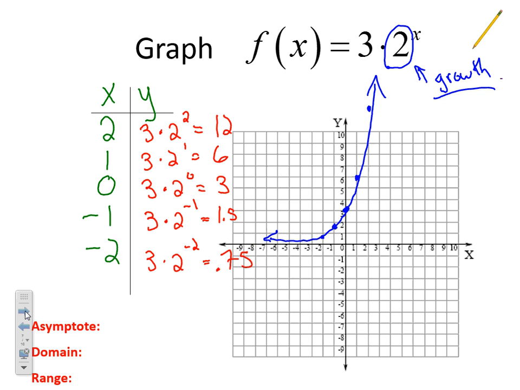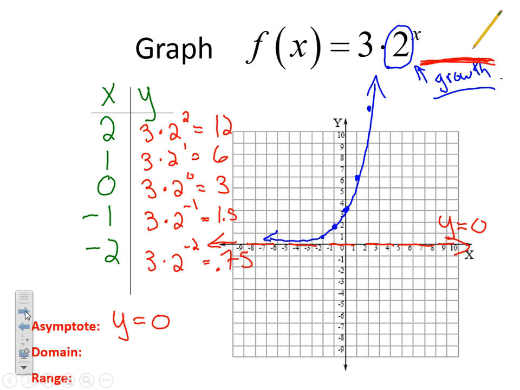Alright, so we're growing. This is where it becomes really important, you guys. Our asymptote is whatever is added or subtracted back here. Since nothing is added or subtracted back there, our asymptote is going to be y equals 0. So right here on 0, I'm going to draw a dotted line to represent my asymptote, what I'm going to get close to but never touch, y equals 0.